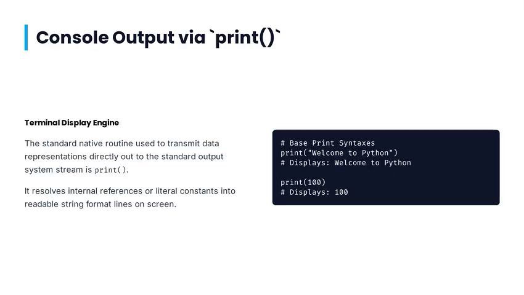Then comes the console output via print. So here the print keyword is a very important keyword. Whenever we want to display anything, display the output or print or display a pre-written name or something, we use the keyword function print. Terminal display engine, the standard native routine used to transmit data representations directly out at the standard output system stream is print. This is the function we use for it.